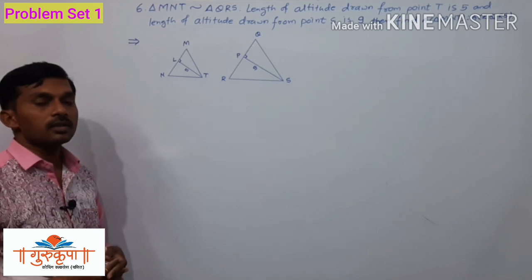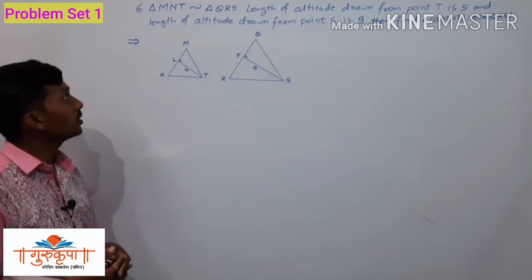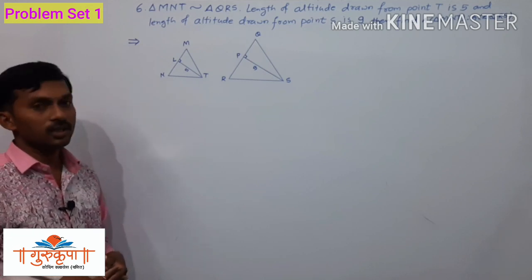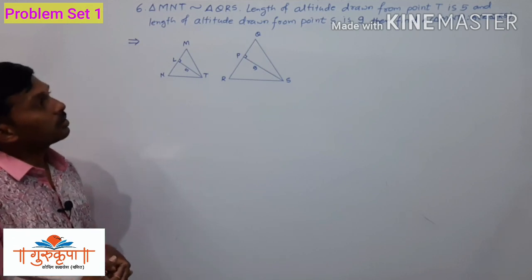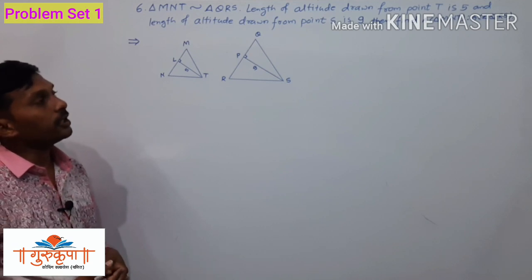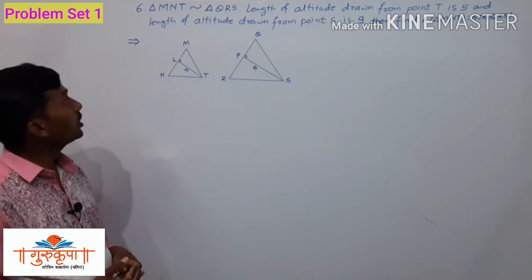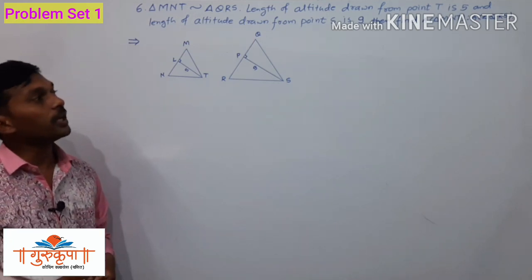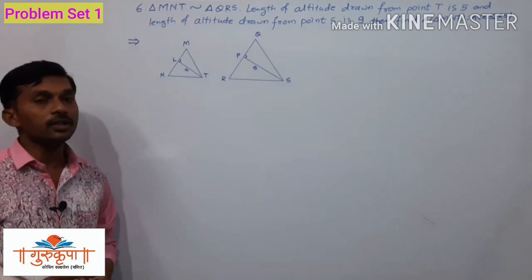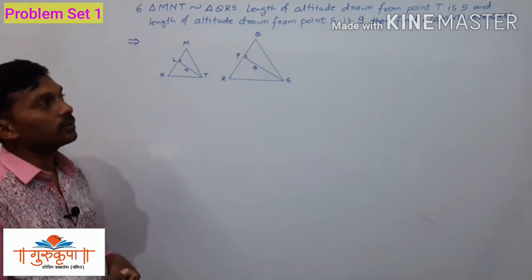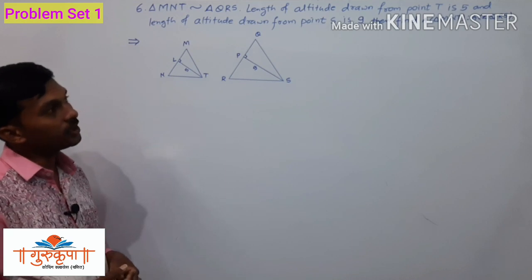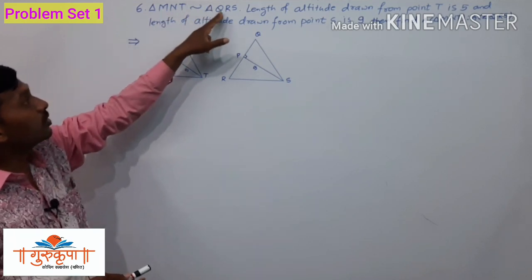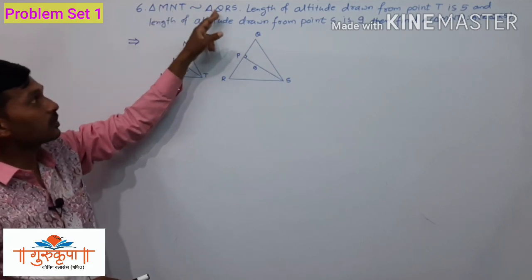Example number 6 from problem set 1. The example is: triangle MENT is similar to triangle QRS. The length of the altitude drawn from the point T is 5 and the length of the altitude drawn from point S is 9. Then find area of triangle MENT upon area of triangle QRS.